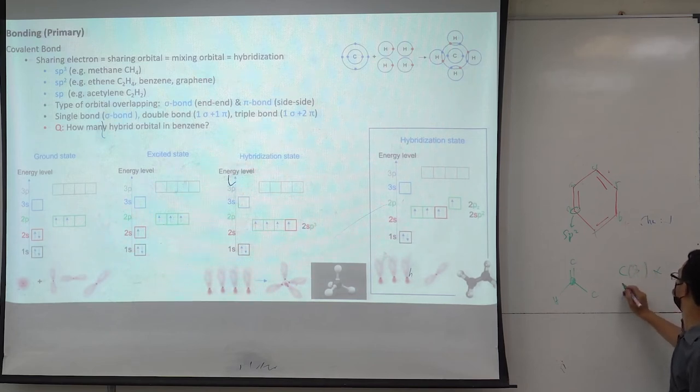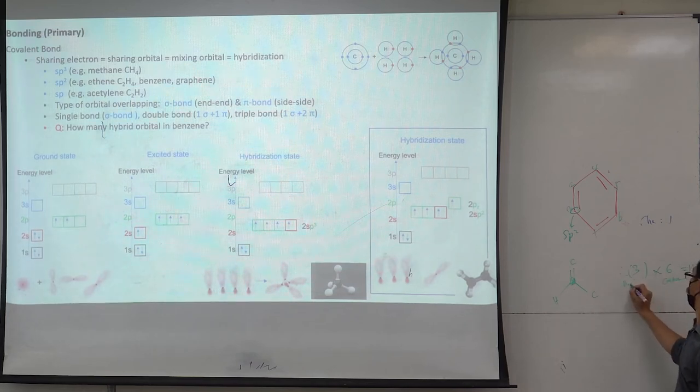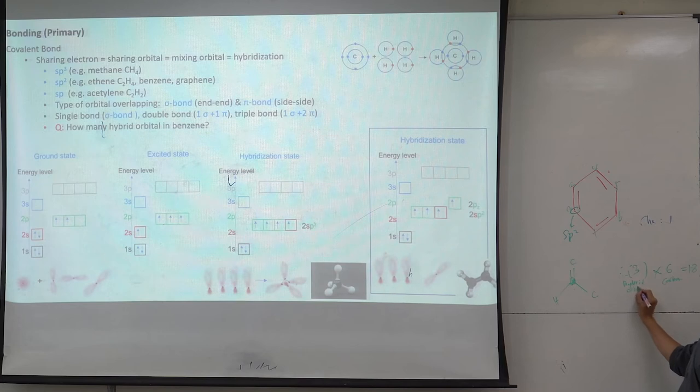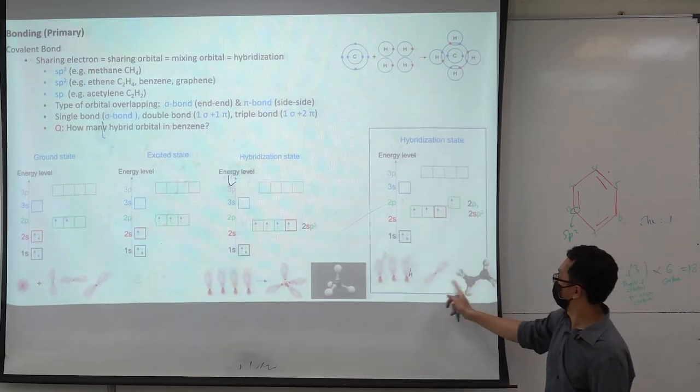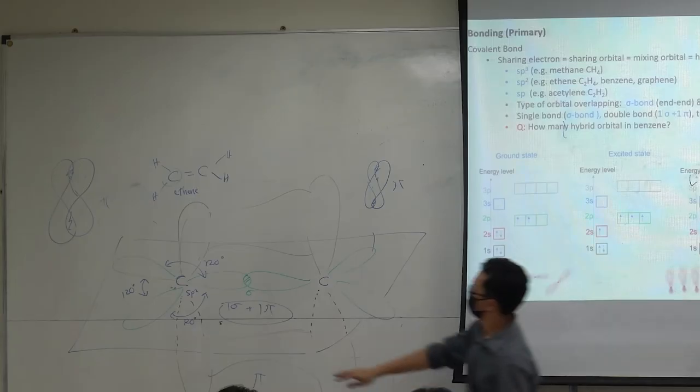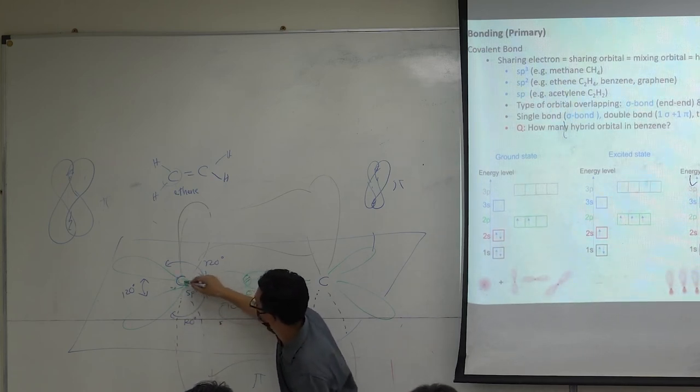There are three hybrid orbitals for each carbon, and there are six carbons. So six times three, you get 18. Okay? One carbon has three like that. This one carbon has three hybrid orbitals, the color green. The green one is hybrid.